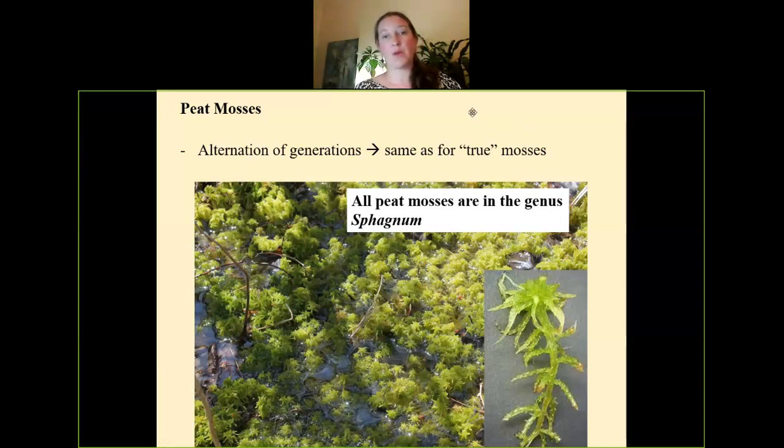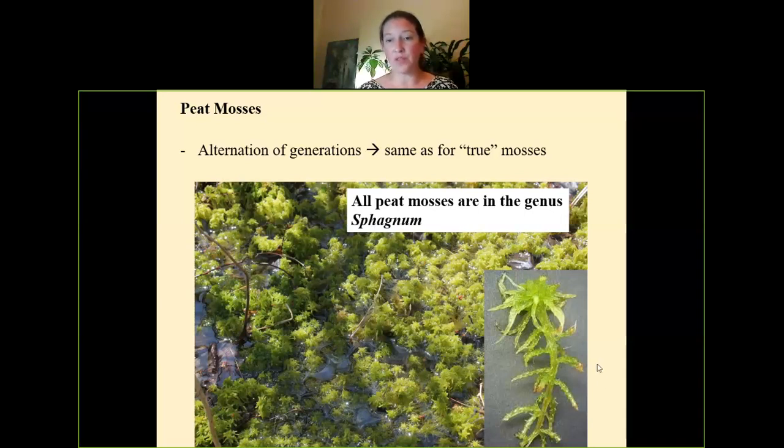Now let's just talk about the peat mosses briefly. The peat mosses have the same overall schematic that we just looked at, the same as what we just saw for the true mosses. When we looked at the true mosses, we specifically looked at mosses in the genus Polytrichum. But just so you know, in the peat mosses, every single peat moss is in the same genus, which is Sphagnum. And this is a picture of it growing in a very wet environment, like a bog or something.